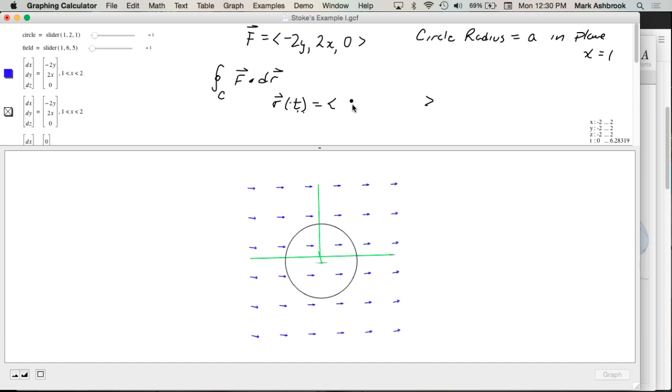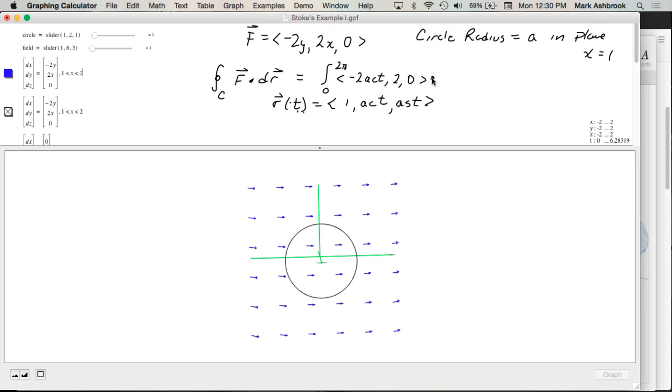So what's x going to be? 1. It lives in the plane x equals 1. What's y going to be? y is a cosine t, and then z will be a sine t. And then we'll rewrite f, so we'll just set it up, we won't solve it though. t is going to go from what to what? 0 to 2 pi of f, which is negative 2y, which is negative 2a cosine t, and then 2x is 2, and 0, dot dr, right?